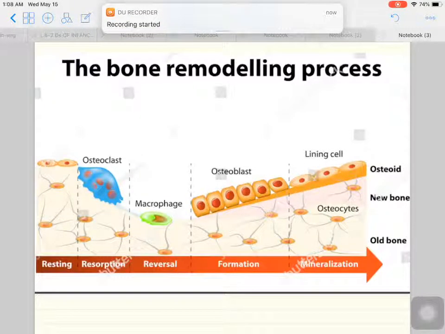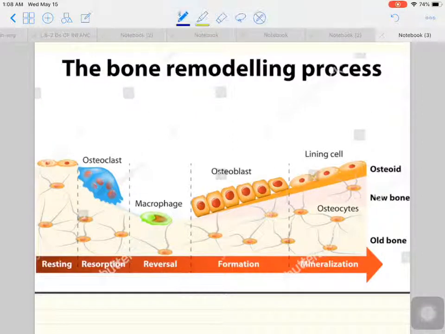Today we are going to discuss the bone remodeling process. The first process is the activation of the osteoclast. After that, the resorption process, then the reversal process, then number 4, osteogenesis, and number 5, the mineralization, and again it goes to number 6, that is the resting phase.